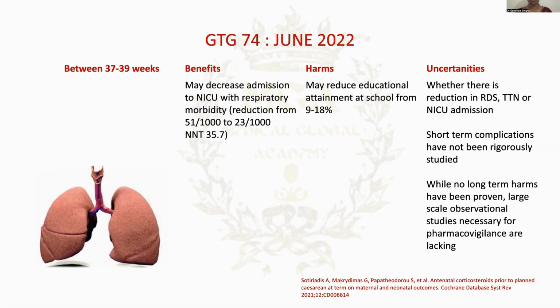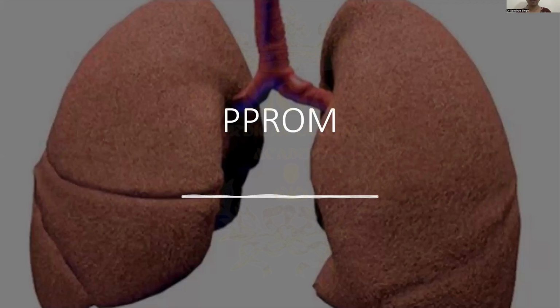Okay, so this is a slide from Green Top Guideline 2022 RCOG, which says that school educational attainment may be reduced from 9 to 18%. It may help in respiratory morbidity, it may help, but this also we have to keep in mind. It is not like steroids are very safe, give no harm, only 4 doses. No, it is. We have to keep that in mind.